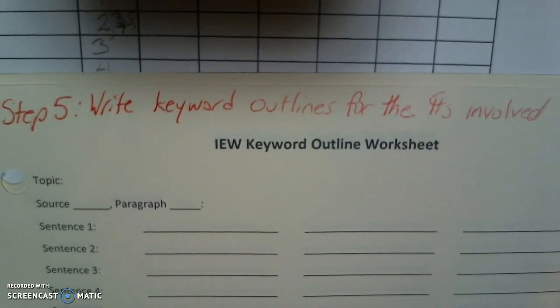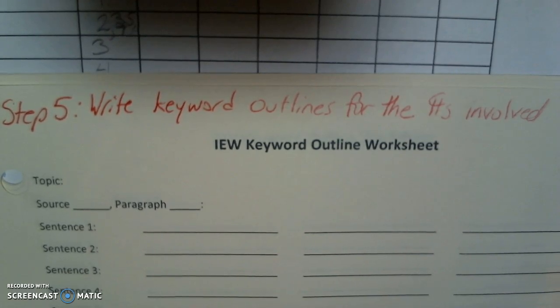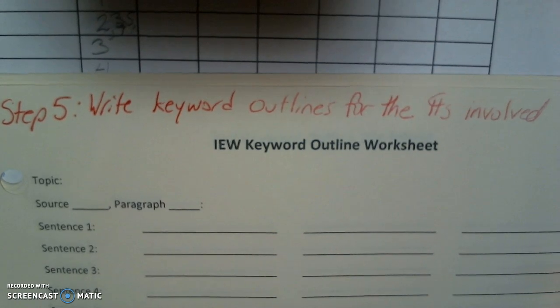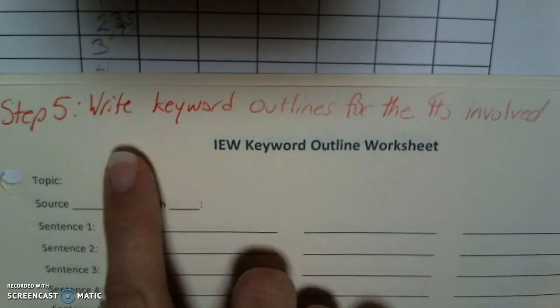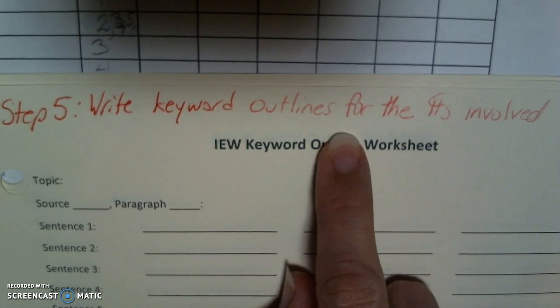So now that we've identified the paragraphs and the topics from them and put those in the course content worksheet, then we've decided the subtopics we think we want to use, gone through the sources, put some of them aside, tried to figure out a preliminary or a working thesis. We're at step 5, and that is to write keyword outlines for the paragraphs involved.